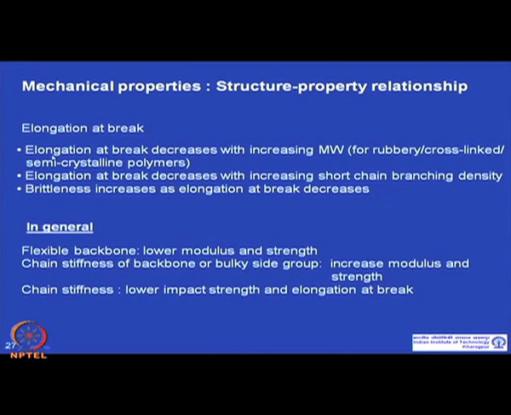Elongation at break decreases with increasing molecular weight, and elongation at break decreases with increasing short chain branching density of the polymer. Basically, we relate brittleness of a polymer with elongation at break. When something elongates more, we say this is less brittle, and if it does not elongate, we call it a brittle material.